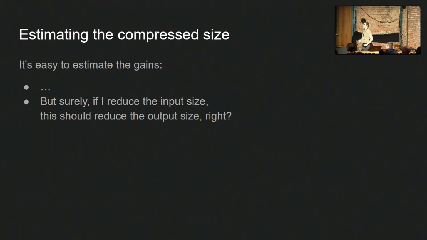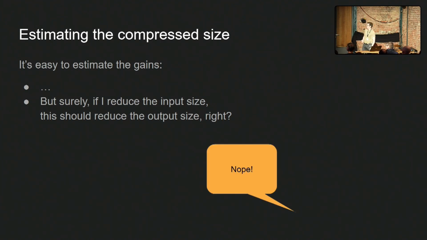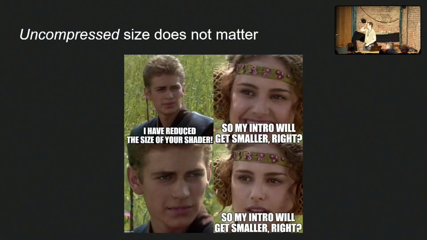And the thing is that, well, if I just reduced the size of the input shader, like I made it smaller, and I compress that file, surely that should reduce the output size as well. And, well, no, it just depends on a lot of things. Like in many cases, sometimes you just reduce the input size, you compress it, and the result is bigger. And that's really frustrating, because you spent a lot of time on your optimization, and you just have to throw it away.